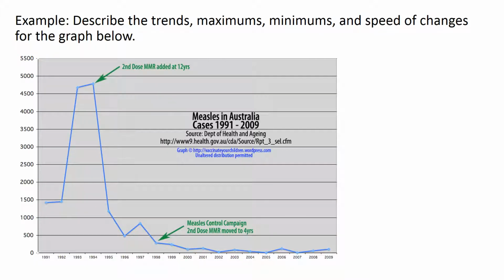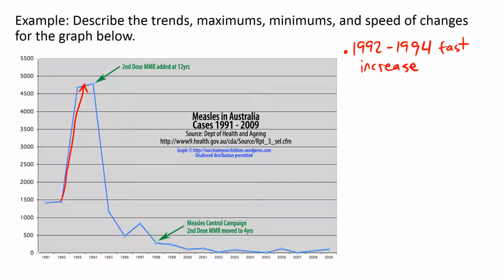So we're going to use our words of trends, maximums and minimums, and speeds to describe the graph below. So let's start with trends. Well, we see that there's an upwards trend very early from about 1992 to 1994. There's this upwards trend. So we could say 1992 to 1994, we could call this a very fast trend upwards. Or I'm going to use the word increase. A fast increase in the number of measles cases in Australia.